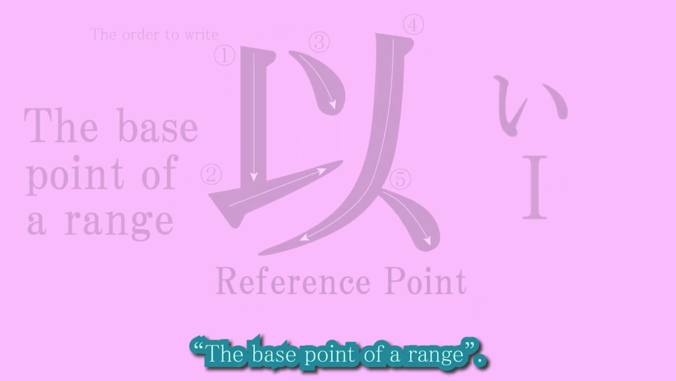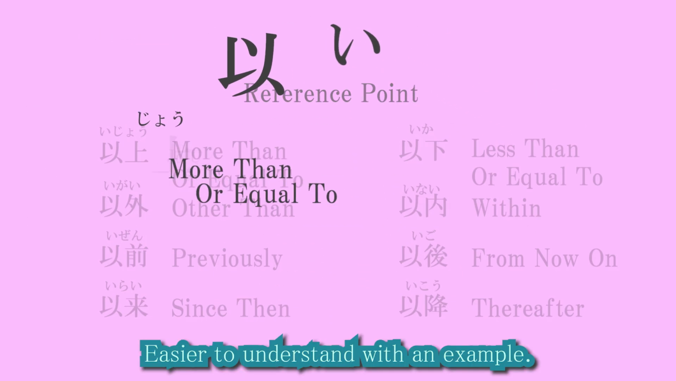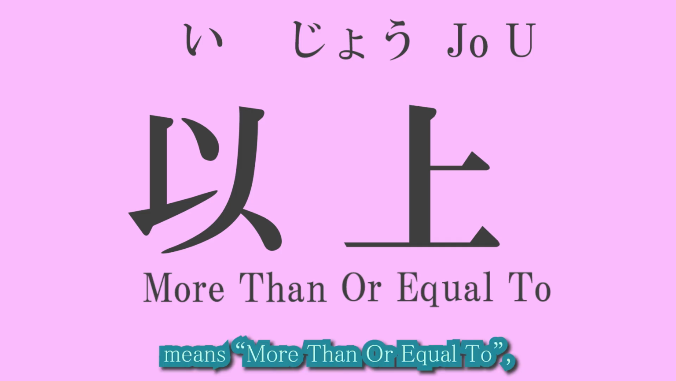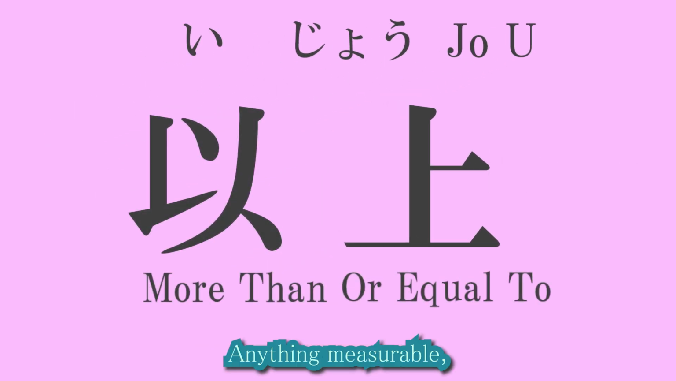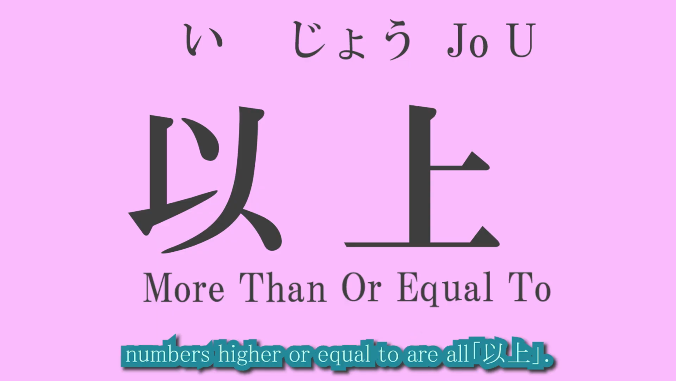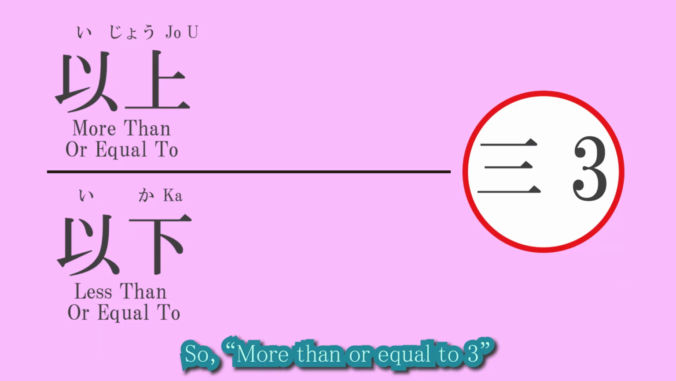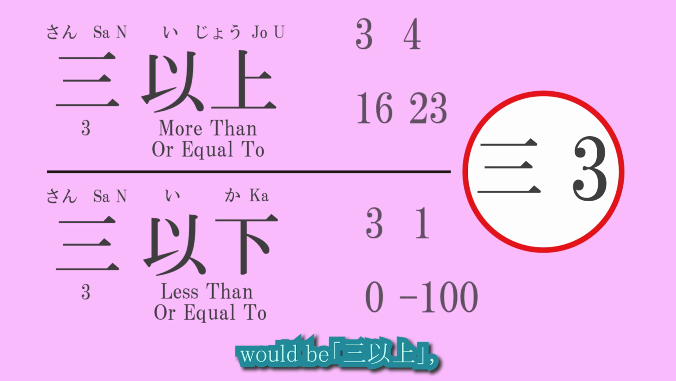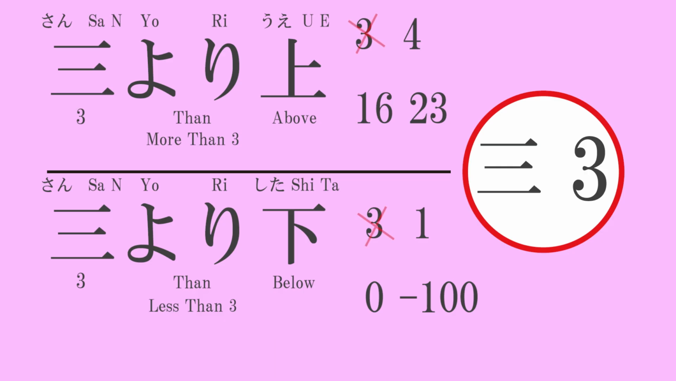い means the base point of a range. Easier to understand with an example. 以上 means more than or equal to, with 上 meaning above. Anything measurable, numbers higher or equal to, are all 以上. Note that 以 includes itself. So, more than or equal to 3 would be 3以上. And more than 3 is 3より上.